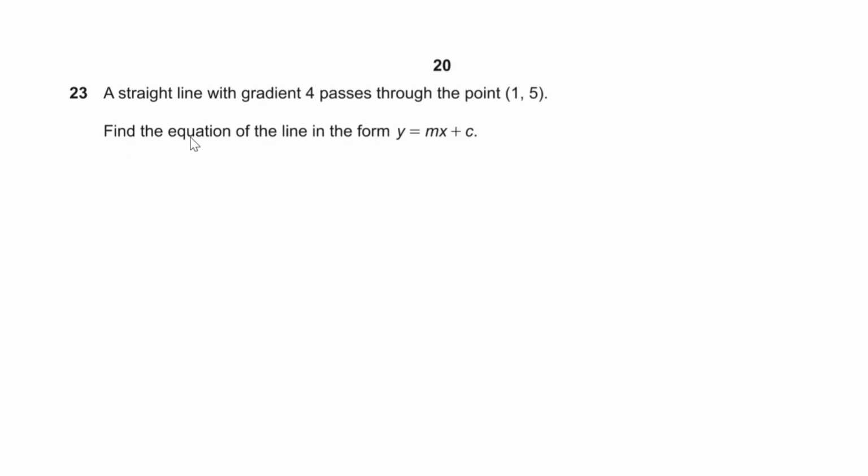Question number 23. We have a straight line with gradient 4, which passes through the point (1, 5), and we have to find an equation of the line in the form y equals mx plus c. Well, if we consider y equals mx plus c, m here is the gradient, which we know to be 4, and this c will represent the y-intercept.